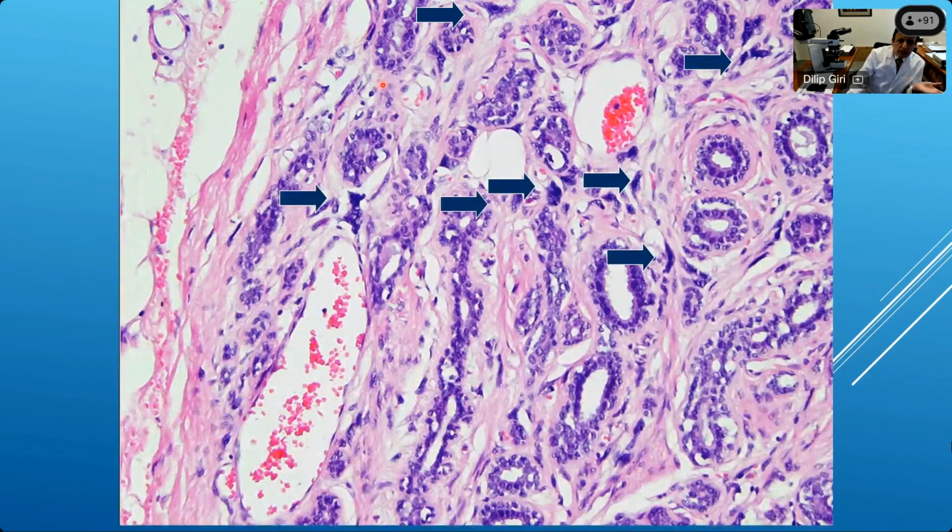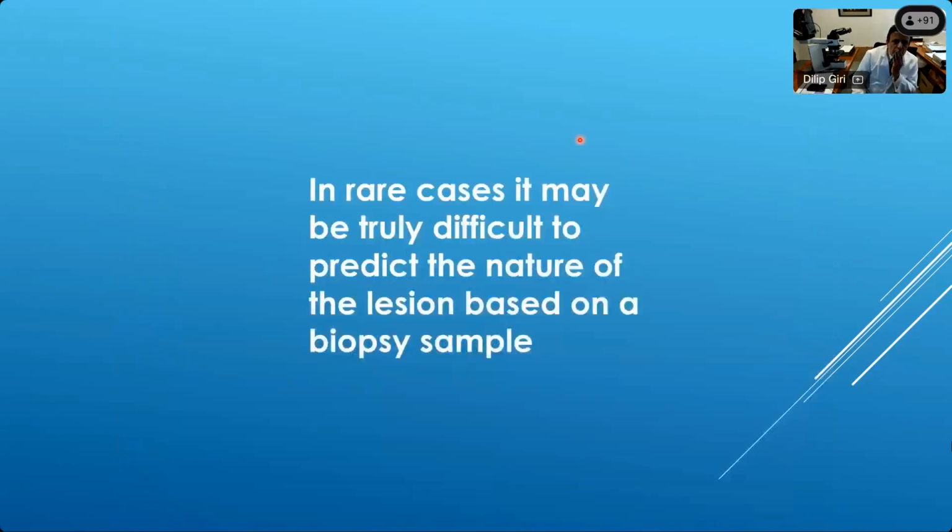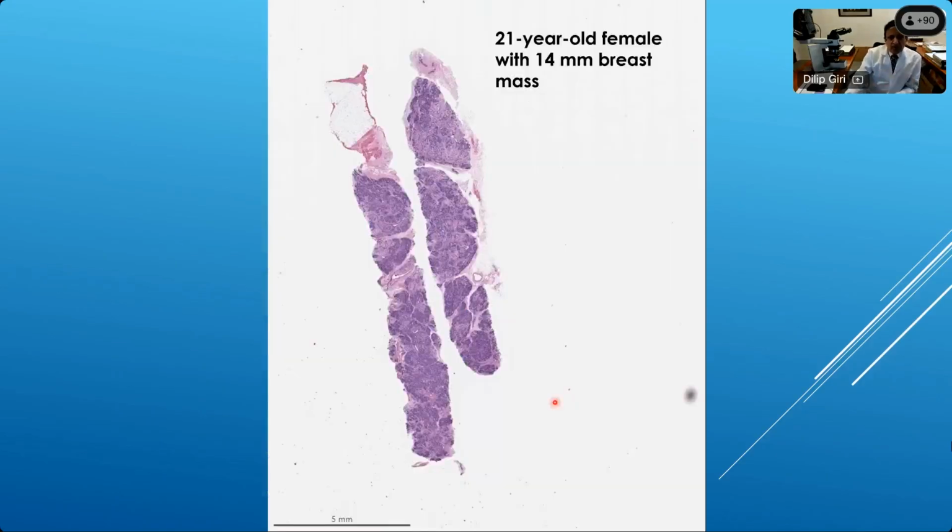So with the very periphery, you may see something like this. It's really unfortunate that the biopsy may not represent the real lesion. Ultimately, it's the responsibility of the pathologist, because he is the one who got the tissue and he has to ask all the right questions before rendering a diagnosis. Now, in some cases, it may truly be difficult to predict the nature of the lesion based on a biopsy sample. So you may do everything right, but those types of cases are rare.